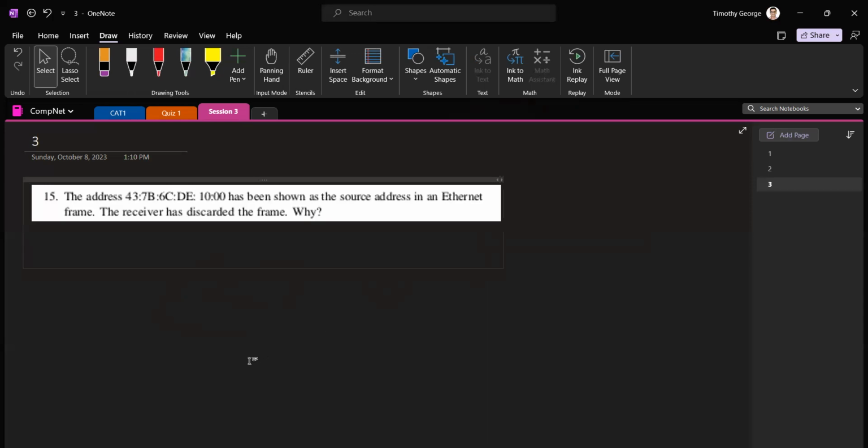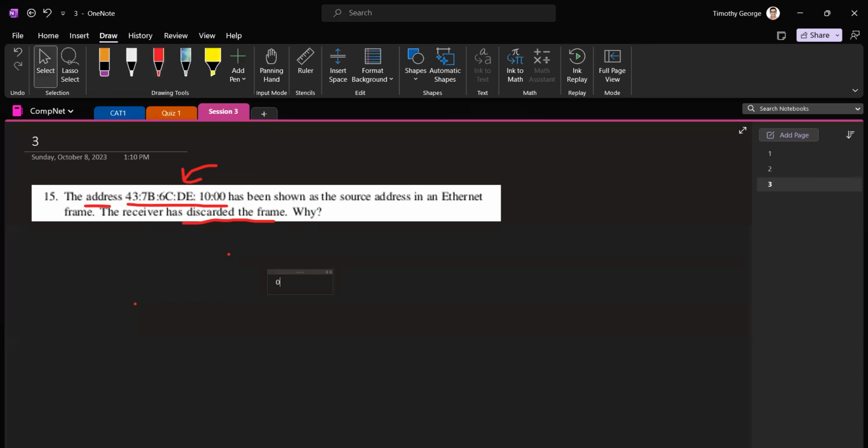What you should know is that if there is some discarding from just the address, then there's something wrong with the address. So we'll have to look more into what is wrong with this address. One way we can find out is if you convert this to binary.